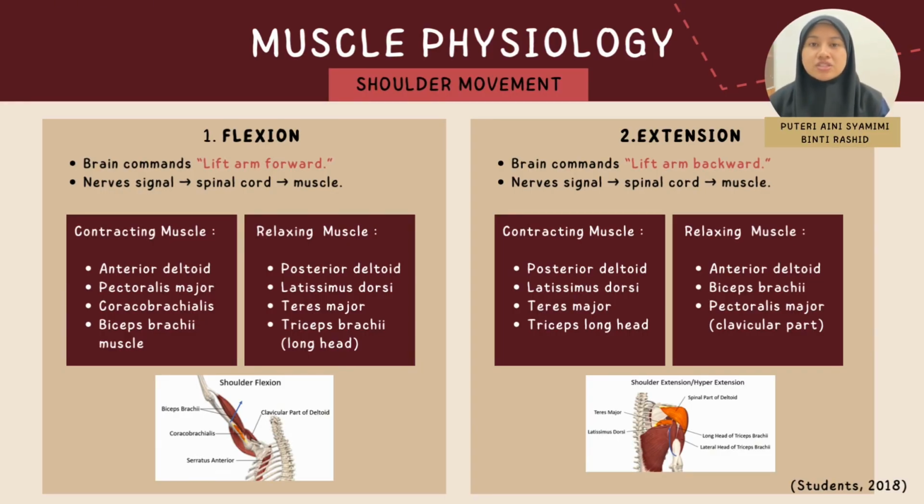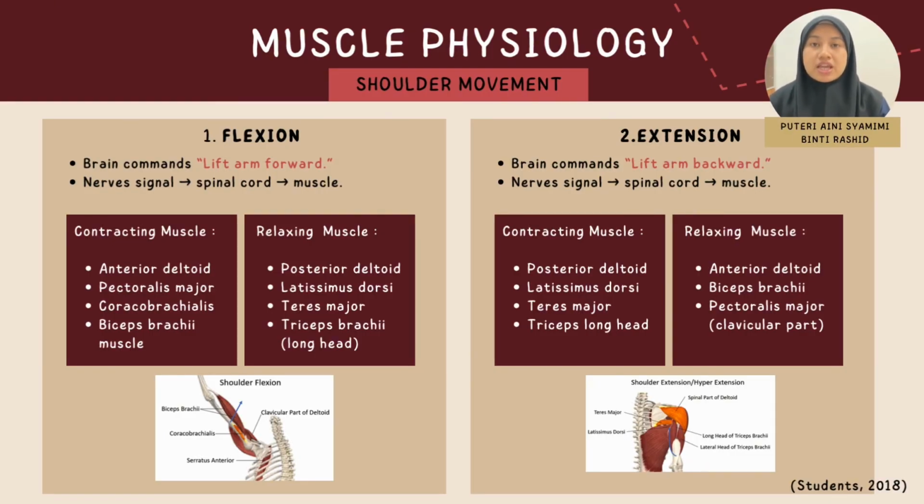Hence, the nerve signal from the brain reaches the spinal cord and then the shoulder muscle. Then muscle contraction happens. The movement is accomplished primarily by a combination of contracting muscles and relaxing muscles. During flexion, the contracting muscles are the anterior deltoid, pectoralis major, coracobrachialis, and biceps brachii. Whereas the relaxing muscles are the posterior deltoid, latissimus dorsi, teres major, and triceps brachii.